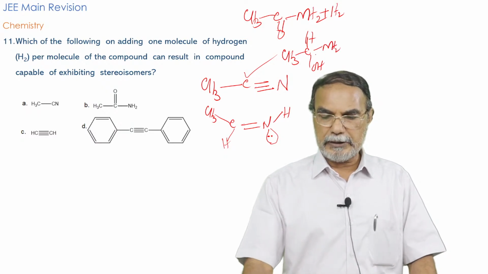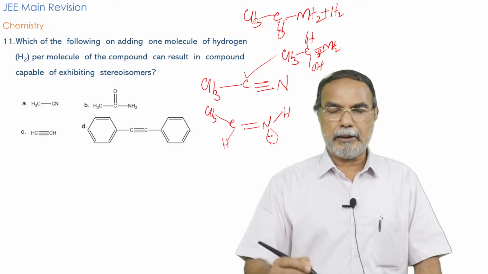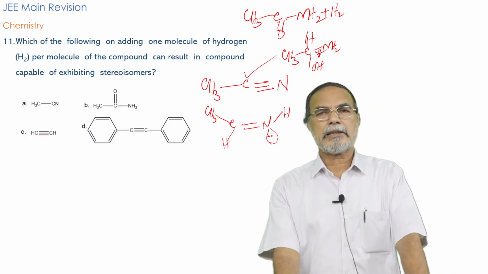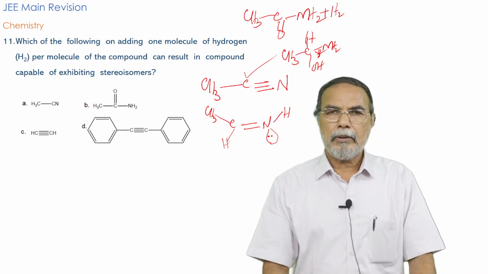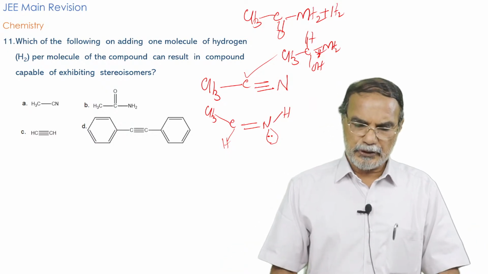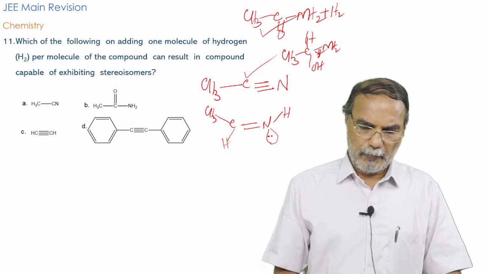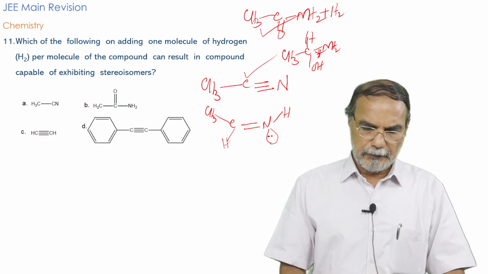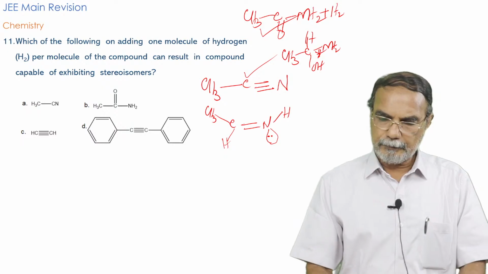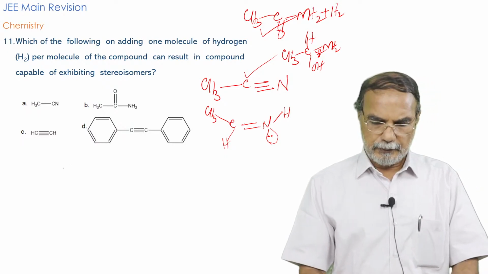And what you find is this carbon is now chiral. Chiral means it can exhibit optical isomerism. So the second compound exhibits optical isomerism. Now what about the third compound? Third compound is acetylene.